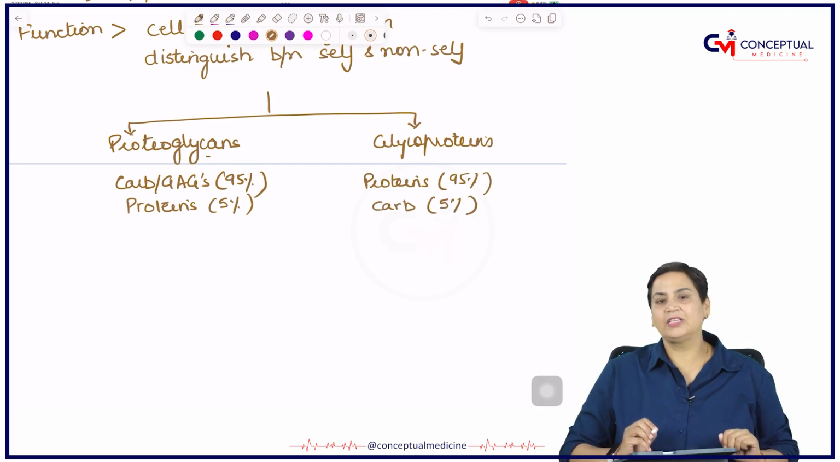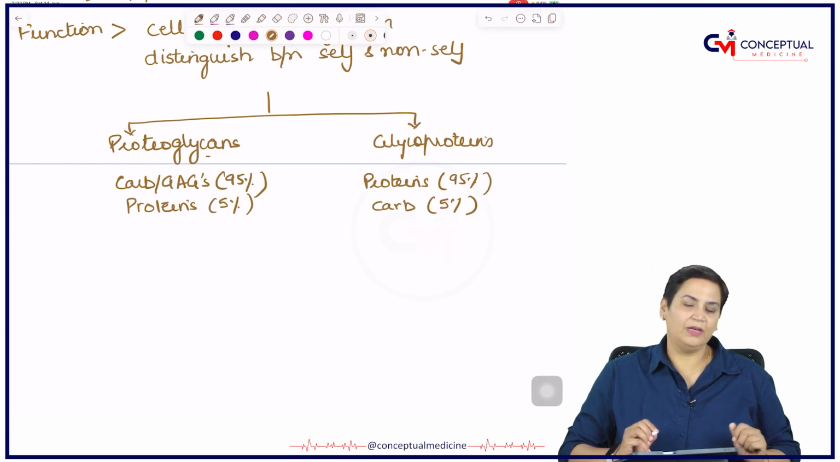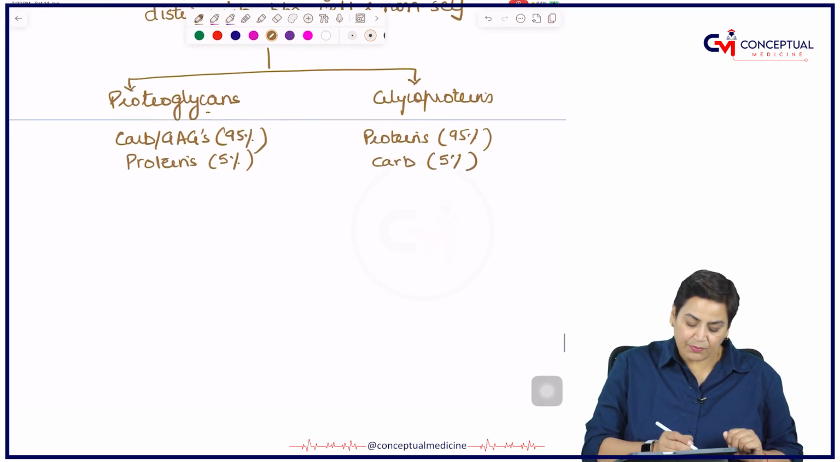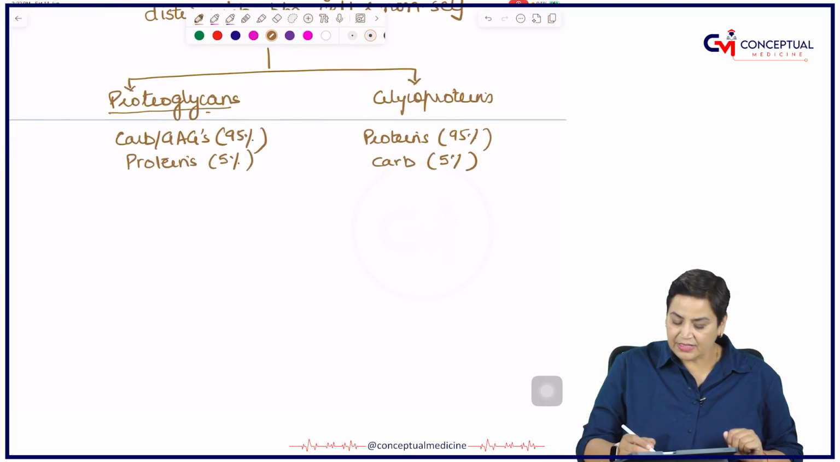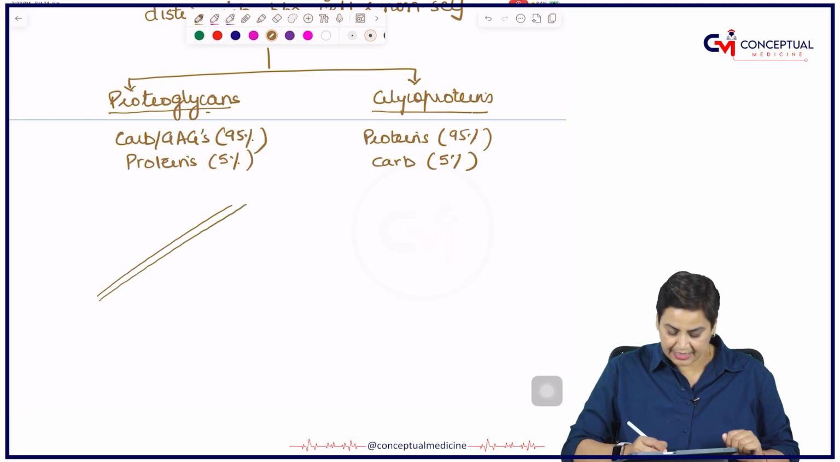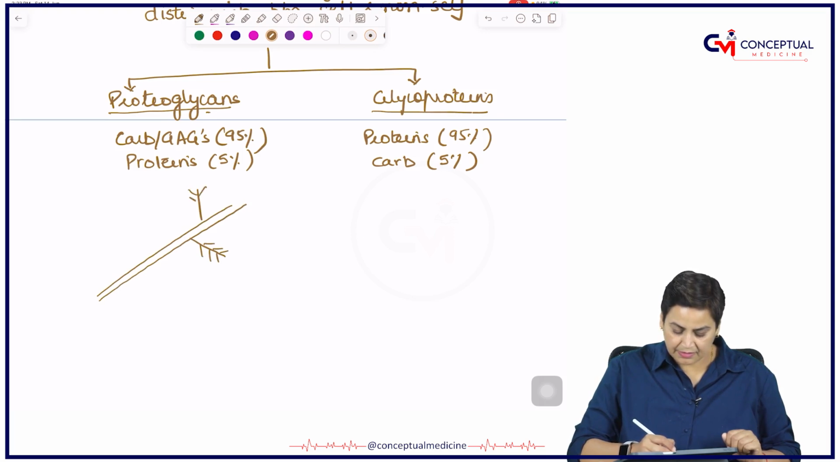So depending upon this composition, the solubility will also vary. Now the question is whether they are proteoglycans or glycoproteins. If I have to draw the structure, I can simply say that it is like this, like this. It's a mesh-like structure, just like a bottle brush flower, just like that, like this.